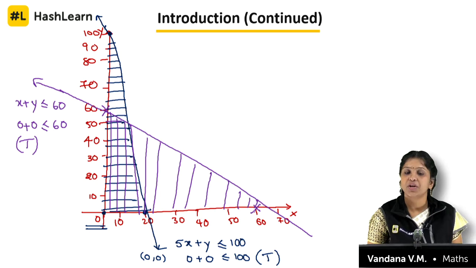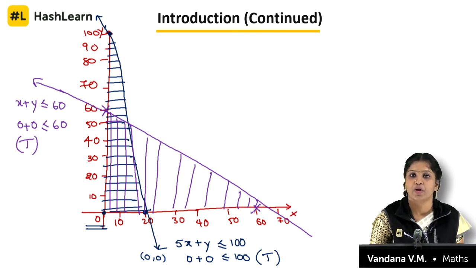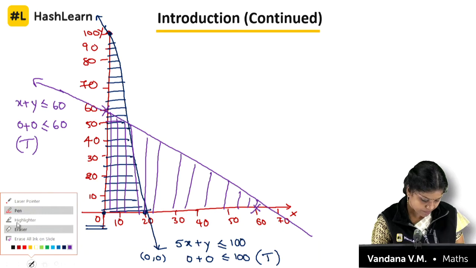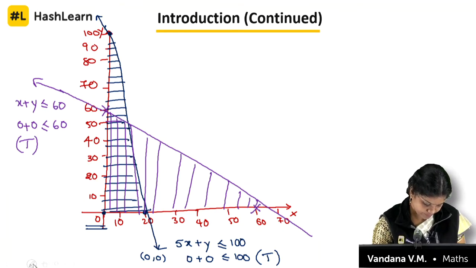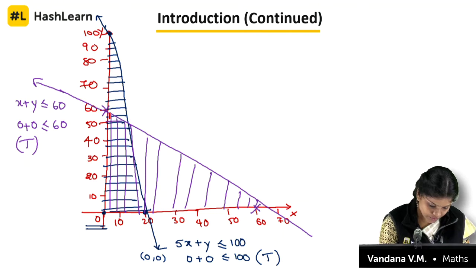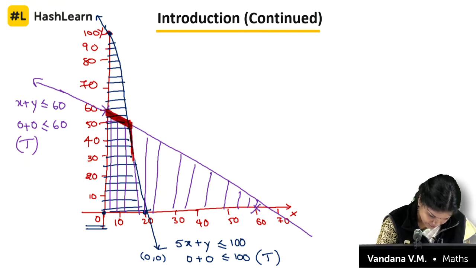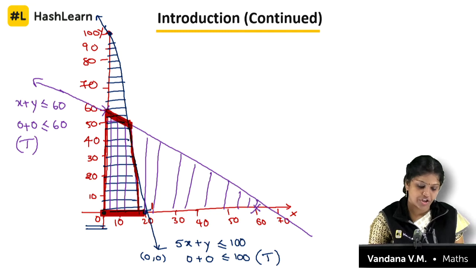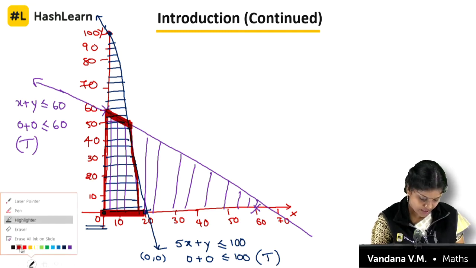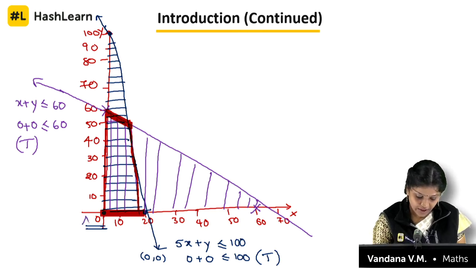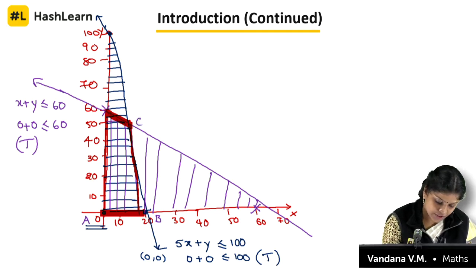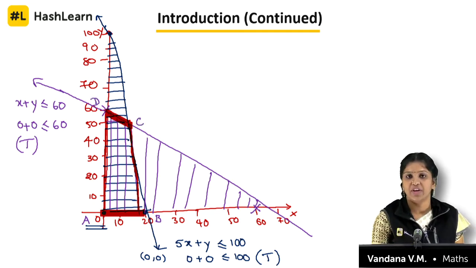Like this. Now I should pick the common region for both. So let me pick the common region. Which is the common region? This is the common region, isn't it? Common region for both. Now points A, B, C, D. Where I am having the common region, I am giving the names.